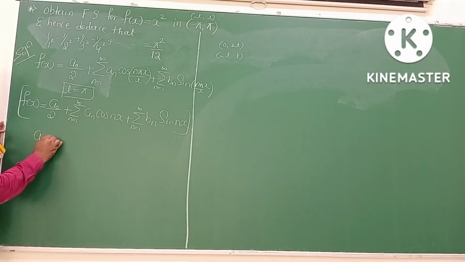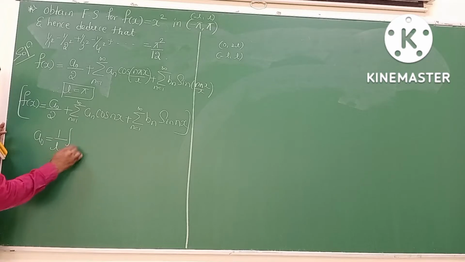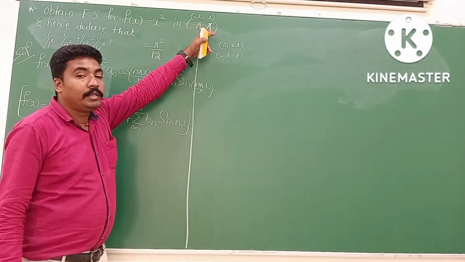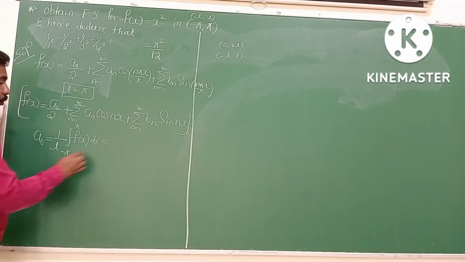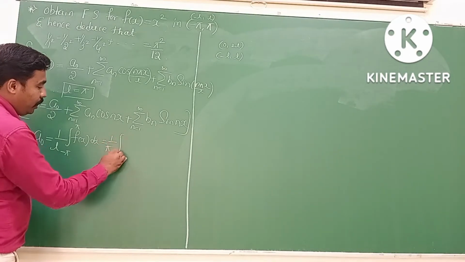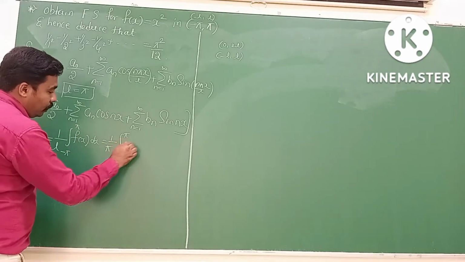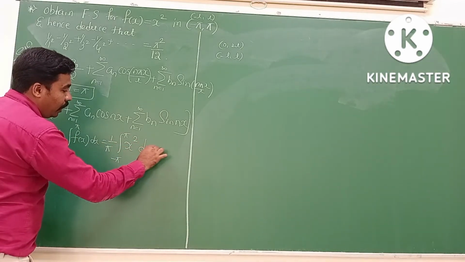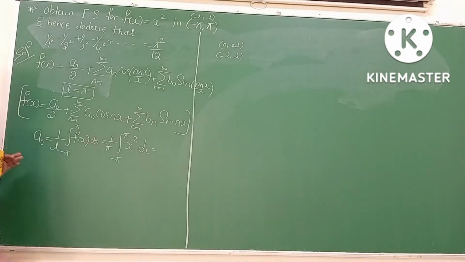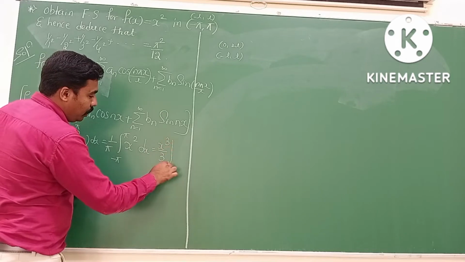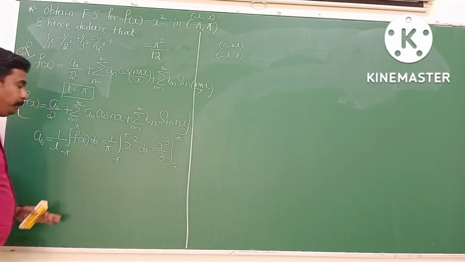A naught. What is the a naught formula? 1 by L integral minus pi to pi f of x dx. So this limit minus pi to pi is given in the problem itself. What L is we also know, that is 1 by pi integral minus pi to pi. What is f of x? F of x value is x square into dx. If I integrate x square, it is x cube by 3 between the limits minus pi to pi.